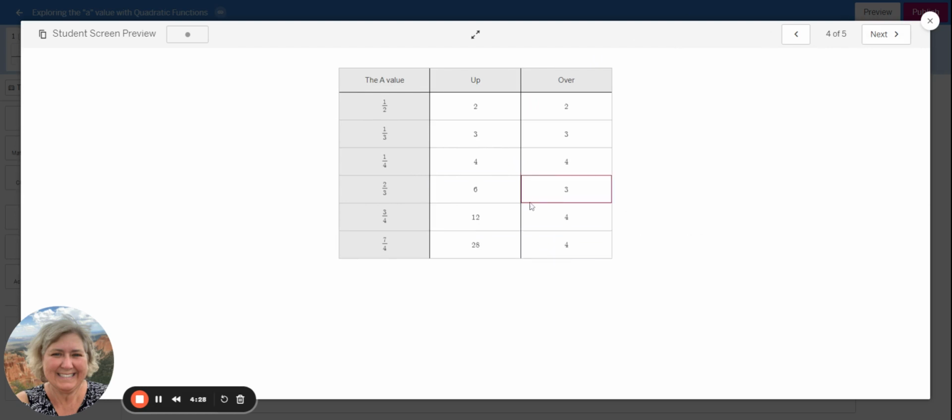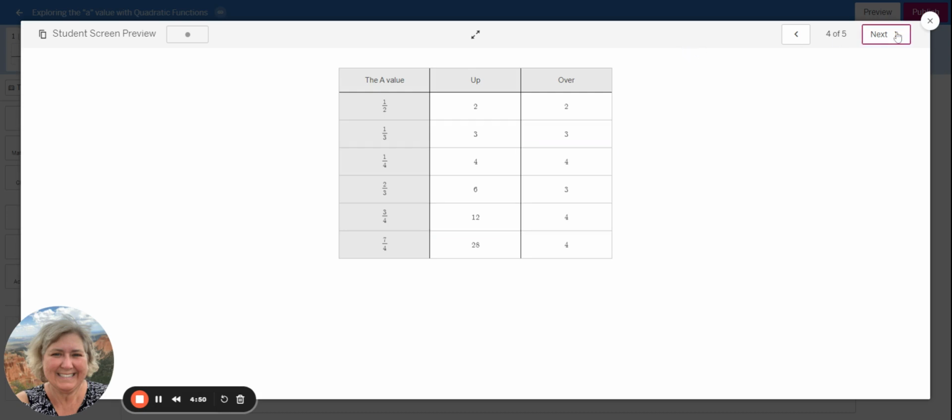So my next thought is, well, how did we get the 6? How did we get the 12? How did we get the 28? And I went, look at this. 2 times 3 is 6. 3 times 4 is 12. 7 times 4 is 28. So to get how far up you go, you just multiply the two numbers. Now, granted, if you're going down, negative 2/3 would be a negative 6, and you would go down 6.